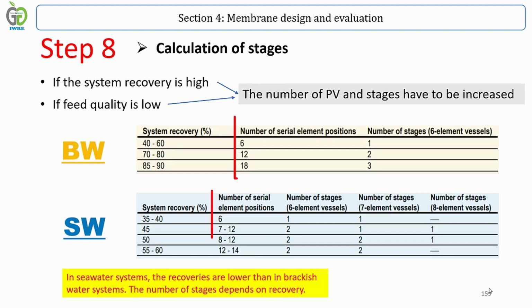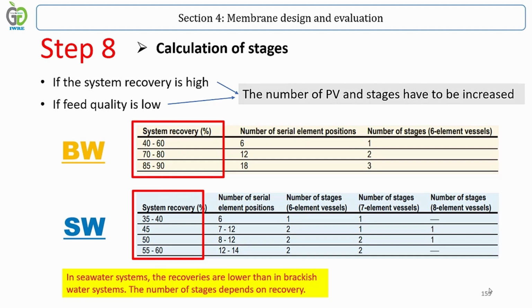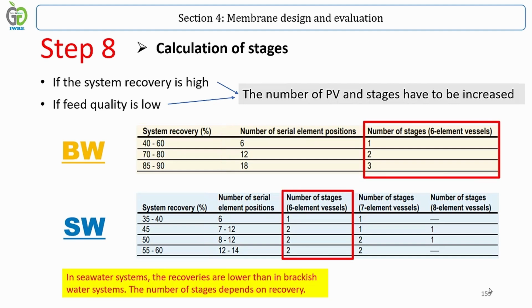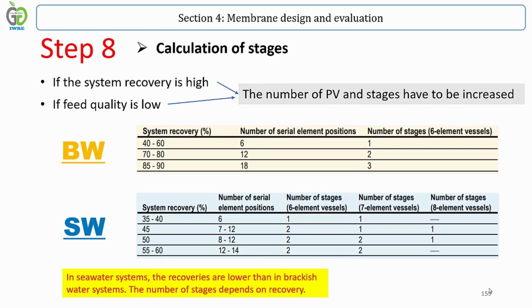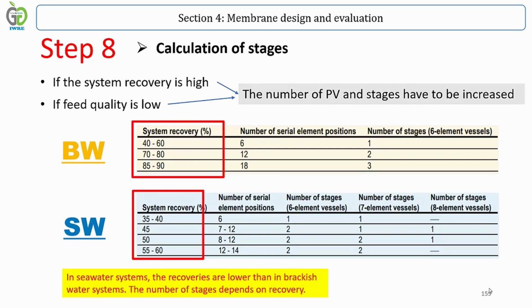Typically, the number of serial element positions is linked with the system recovery and the number of stages, as illustrated in the tables for brackish water systems and seawater systems. As you can see in these tables, in seawater systems, the recoveries are lower than in brackish water systems. The number of stages depends on recovery.